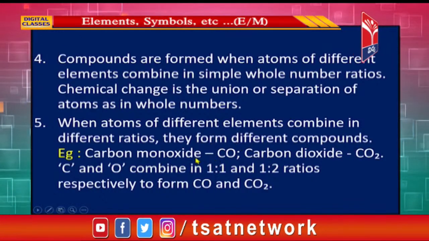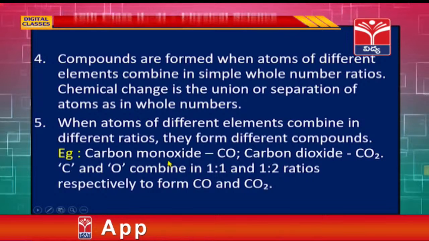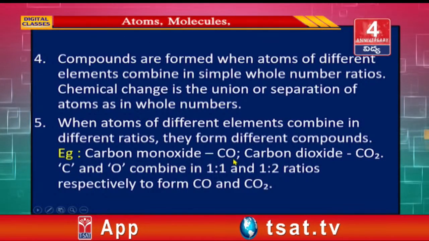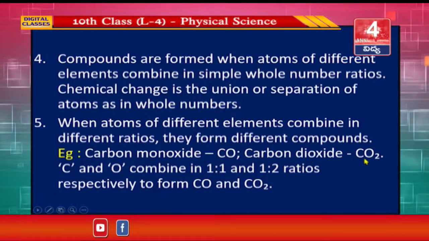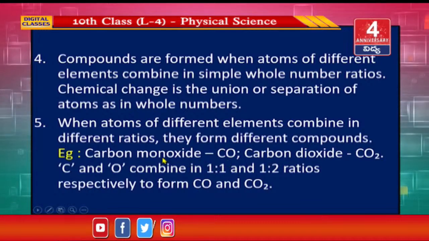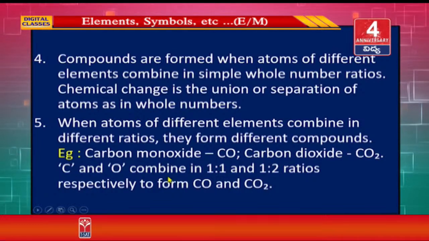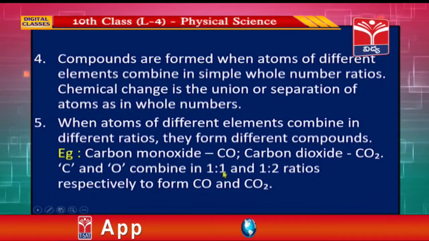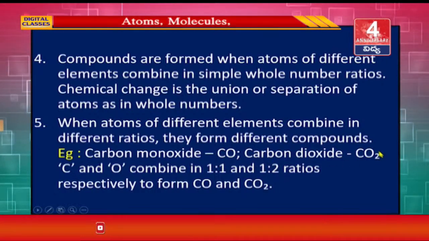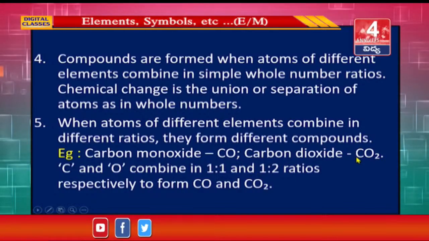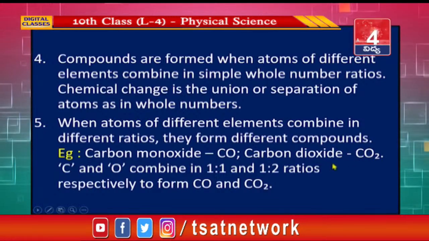Now to understand this, we have the example of carbon and oxygen children. See the formula of carbon monoxide. Yes, carbon monoxide is given by CO, where C stands for carbon, O stands for oxygen. Carbon dioxide, CO2. So here mono means one oxygen only, dioxide means two oxygen. So here carbon and oxygen are combining in 1:1 ratio to form carbon monoxide and 1:2 ratio to form carbon dioxide. Children, these two are different compounds. Carbon monoxide and carbon dioxide are totally different compounds.